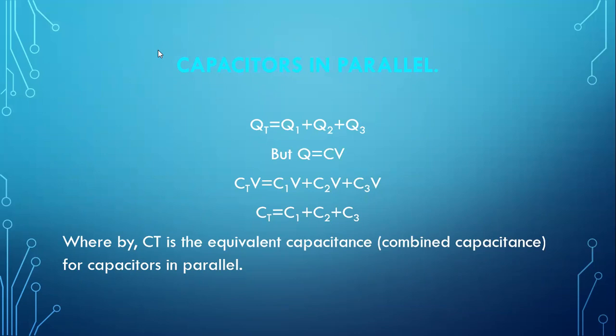So if you substitute the value of Q, that is CV, C total V will be equal to C1V plus C2V plus C3V. So if we remove V from the equation, then C total will be equal to C1 plus C2 plus C3, whereby Ct is the equivalent capacitance, that is the combined capacitance for the capacitors in parallel.